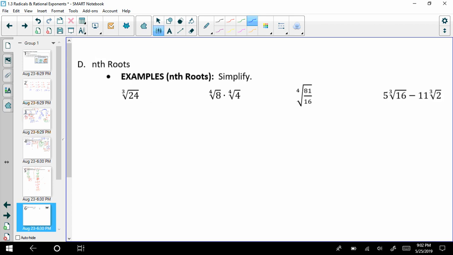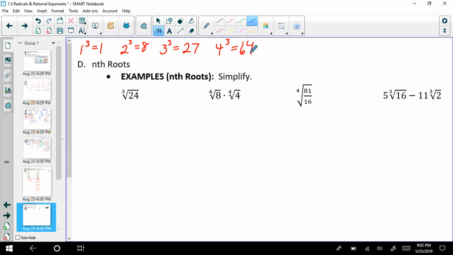All right, the next item, I want to simplify. Now, these are nth roots, meaning they might be cubed roots or fourth roots. So if you look at this problem, it is the cubed root of 24. So now instead of perfect squares, I'm thinking in terms of perfect cubes. Why don't we quick make a list here? 1 cubed is 1. 2 cubed is 8. 3 cubed is 27. 4 cubed is 64. I'm not going to go higher than that. So those are some perfect cubes.